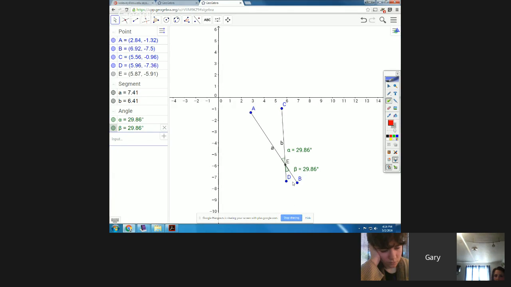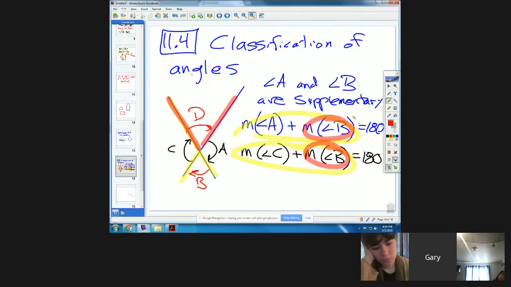So they're the same angle, regardless of that extra space, which can be deceiving up there. We'll talk more about angles in a few minutes. Those kinds of angles are called vertical angles. Okay, vertical angles. So A and B are supplementary, but A and C are vertical.